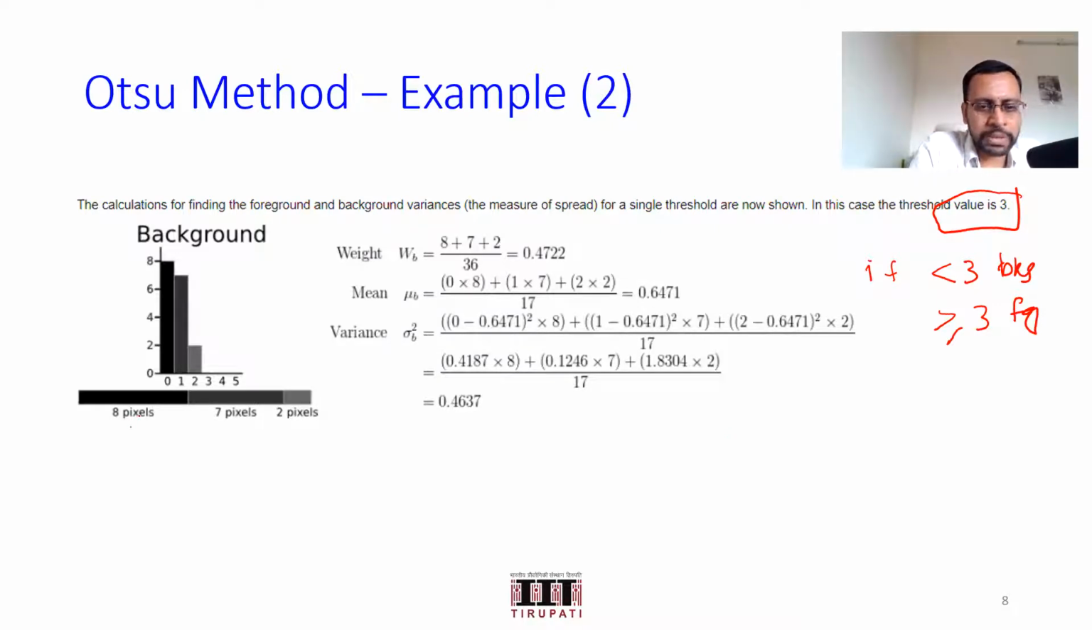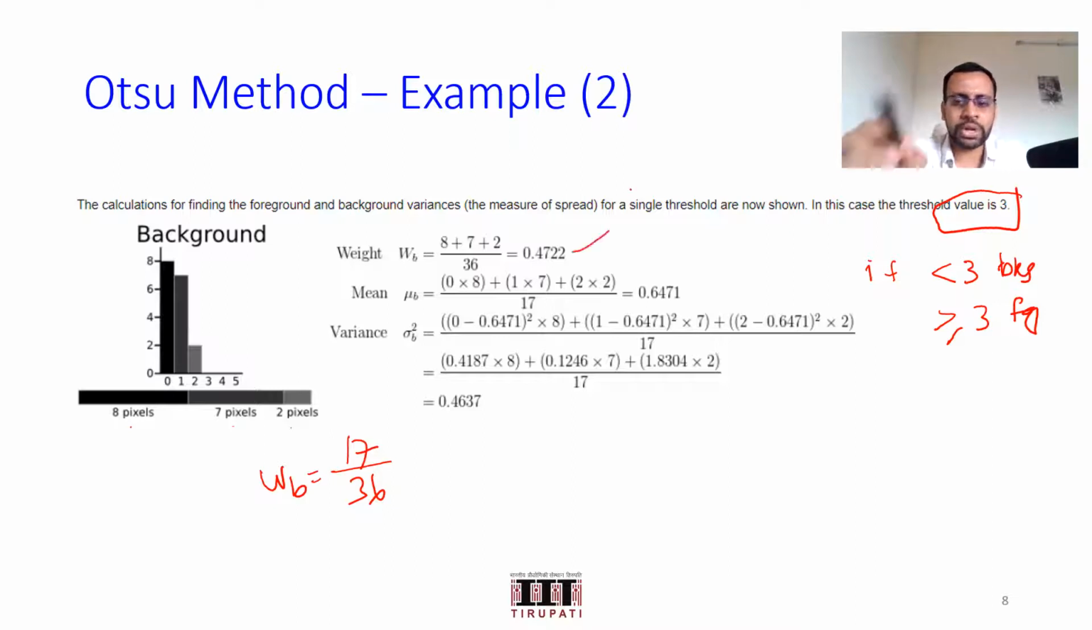Now, with intensity 0, there are 8 pixels. With 1, there are 7. With 2, there are 2. There are 17 pixels here. So 17 by 36 will give me the WB value. That's 0.4722.